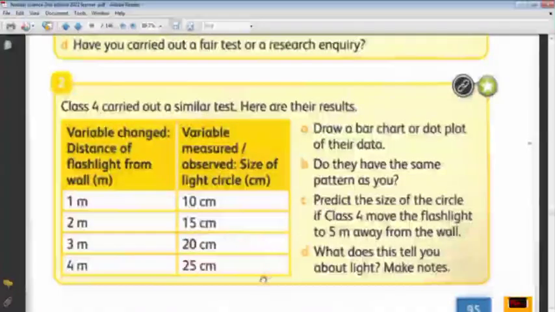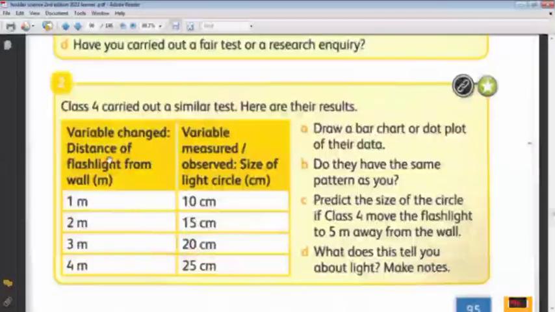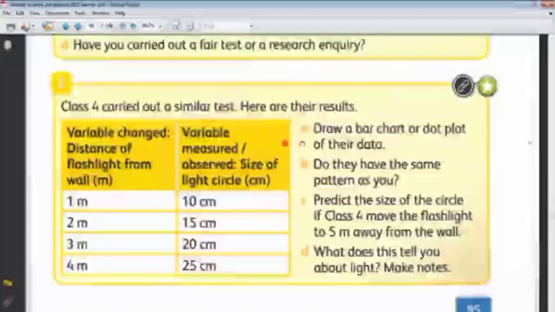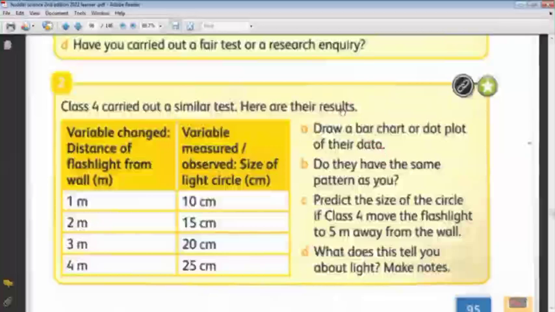Okay, so they made the same experiment and represented it in this table. So we can see the relationship, or the pattern, between the distance from the wall and the size of the light circle. Okay? A, draw a bar chart or dot plot of their data. I will show you this bar chart.